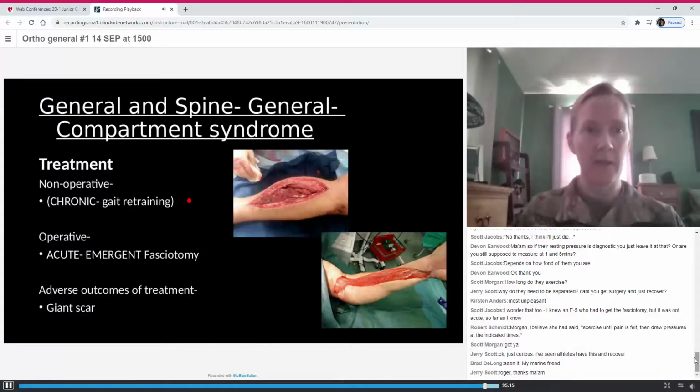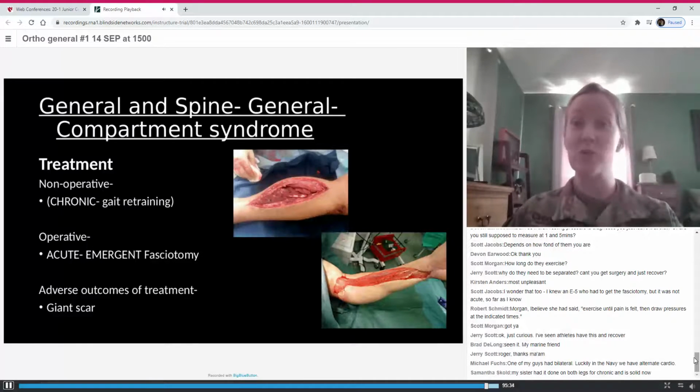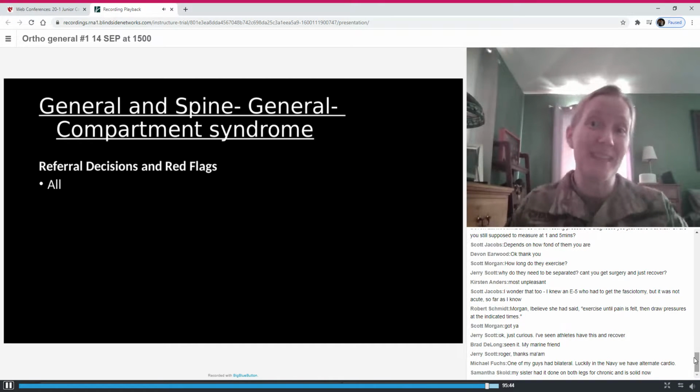And then Schmidt is asking, exercise until pain is felt, drop pressures afterwards. Yes. I actually like the success stories. I sound a little pessimistic, but Scott has a sister who had both done. So the good thing is if you find this, they all end up with us. So it's not me who decides, it's the surgeon.